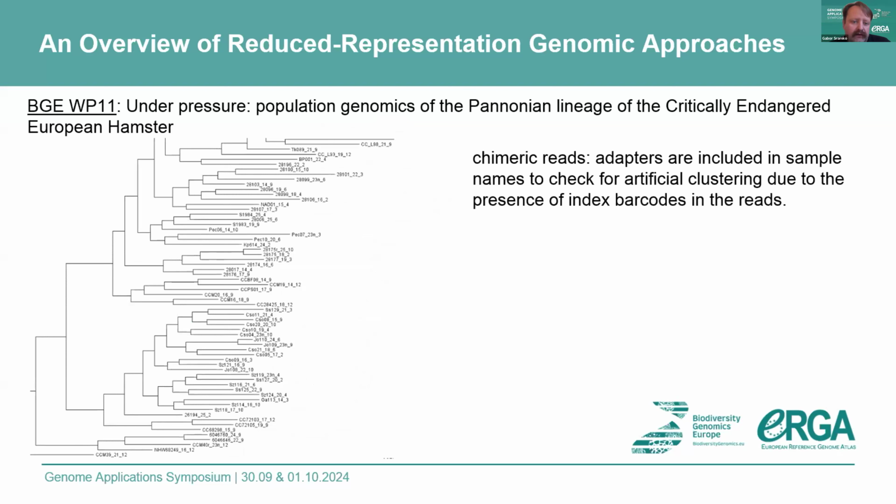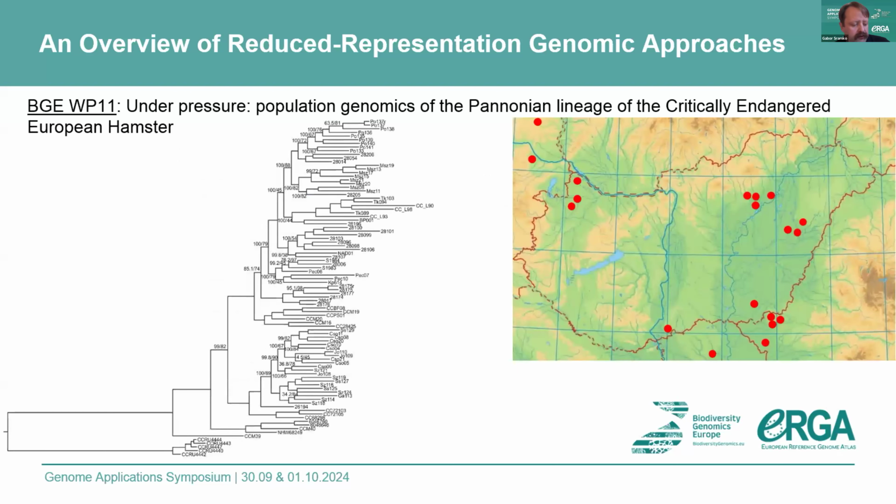And to avoid this, we just simply name our samples according to the barcodes and check whether there's any evident clustering in the results. Luckily, with the European hamster, we didn't have anything like that. I think these chimeric reads are very much problematic in RADseq. And in some libraries, we had to drop all the data into the bin because of this. Something that should be studied later.